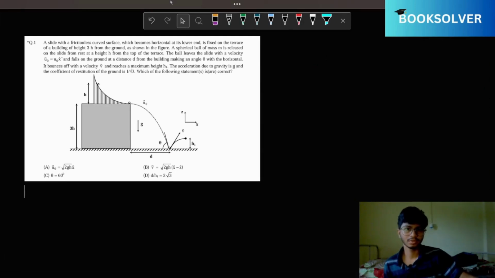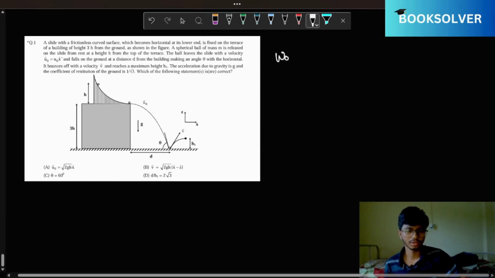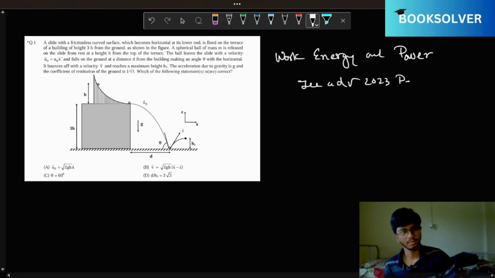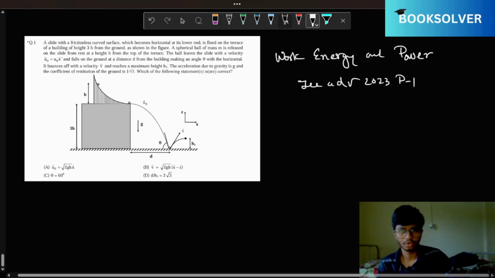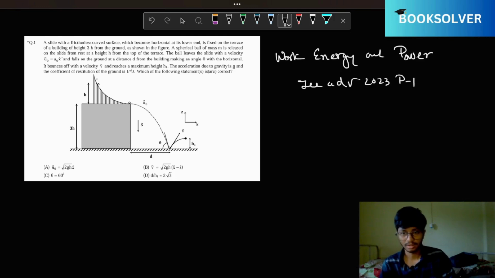Hey everyone, the given question is from the topic of work, energy, and power. The question is from JEE Advanced 2023, Paper 1. Over here we have this setup given, and we have this ball, this inclined, frictionless curved surface. The ball comes from here to here, and then this is the trajectory.